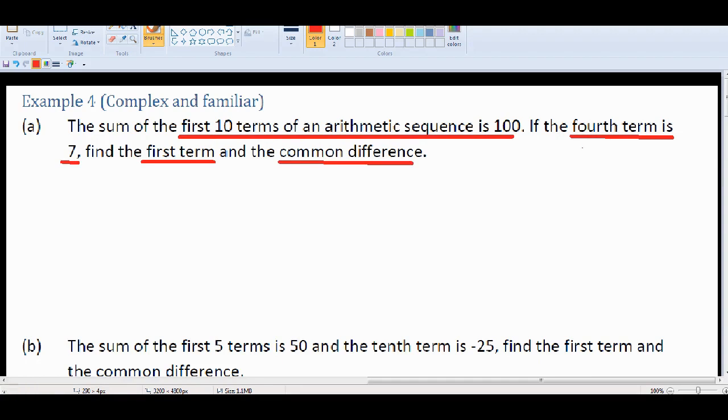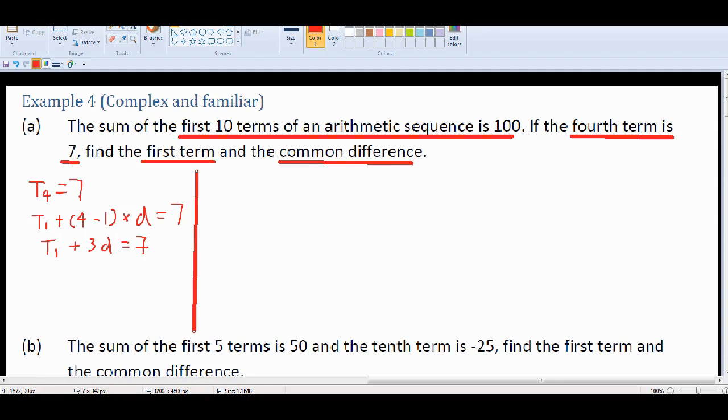Let's use the easier condition, the fourth term is 7. T4 equals 7. Okay, so how can we do this? We know that T4 equals T1 plus (4 minus 1) times the difference, which is unknown at the moment. Alright, so that means you get T1 plus 3D equals 7. Okay, so we leave this bit behind and let's work on the other condition.